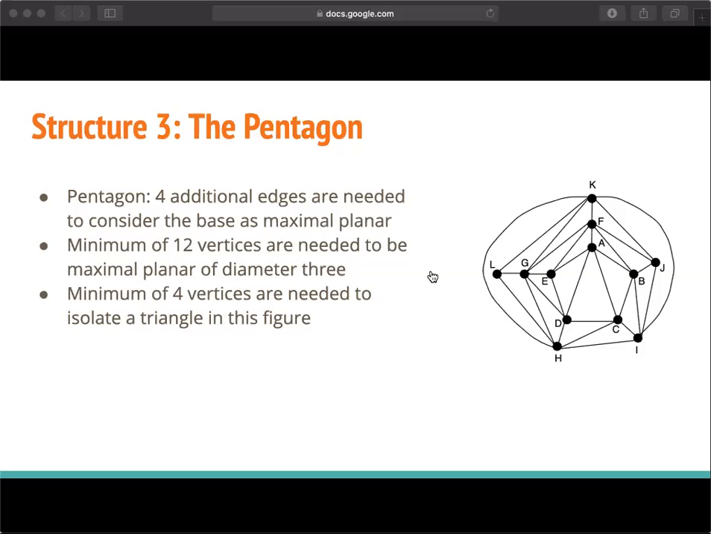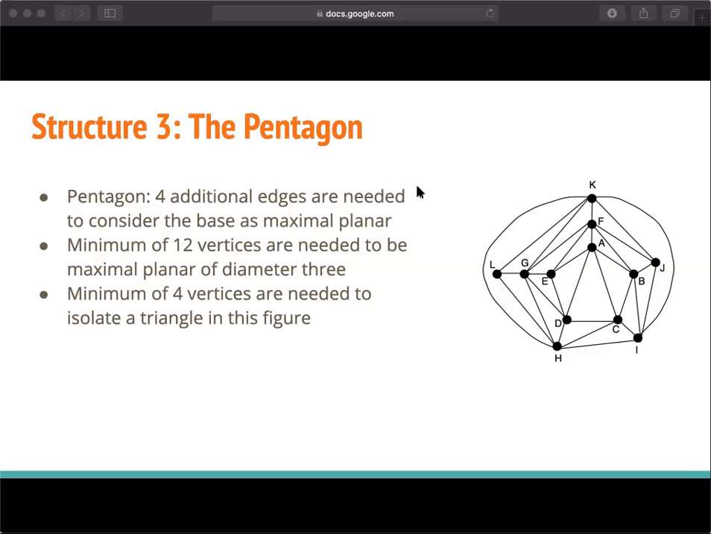The next structure that I looked at was the Pentagon. So the Pentagon, of course, is a 5-sided figure. It needs 4 additional edges to consider the base as maximal planar. As you can see in the initial structure, the Pentagon is constructed with the vertices A, B, C, D, and E.